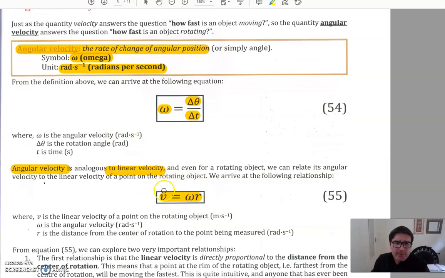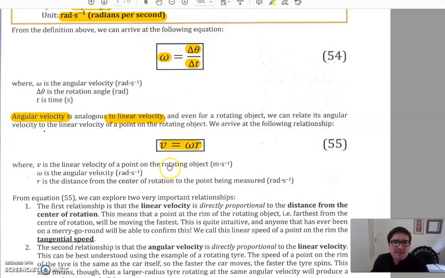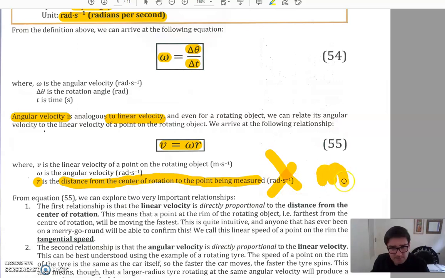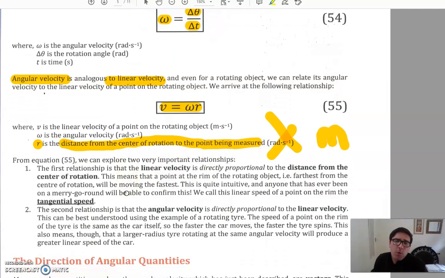Now, this equation has two important concepts, and there's just a mistake that I want to draw your attention to. Radius is the distance from the center of rotation to the point being measured, and that will be measured not in radians per second, but in meters. Okay, so there's two important relationships that we can derive from this equation.